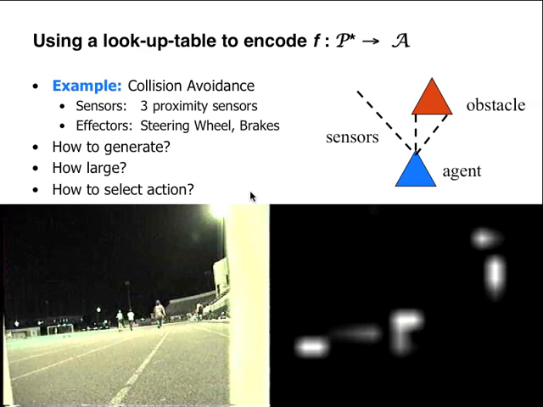So here's an example of collision avoidance. We have sensors. We have three proximity sensors as an example. We have some effectors, the steering wheel, the brakes. So the question might be how to generate the information, how large, how to select the actions. If we're looking at this picture here, you can see it better than I can because you can just see the lightness here. So these are basically going to tell us where there's stuff. We're trying to avoid collisions.